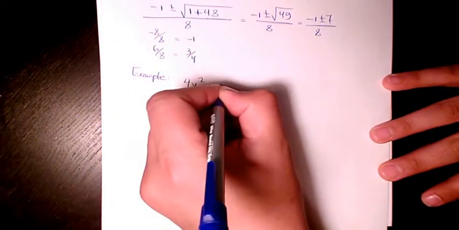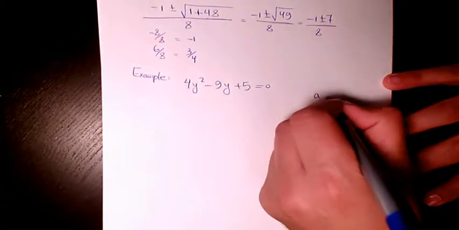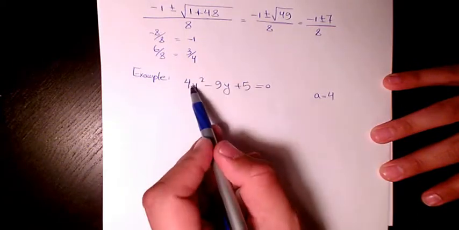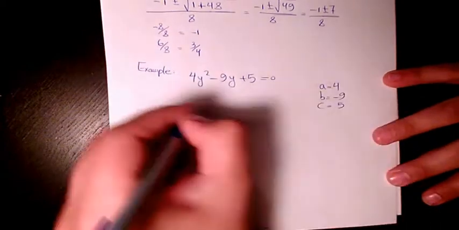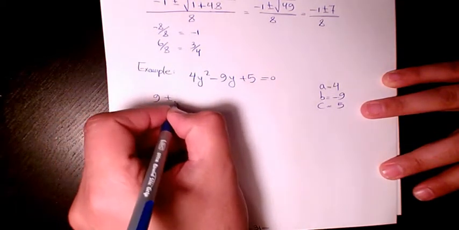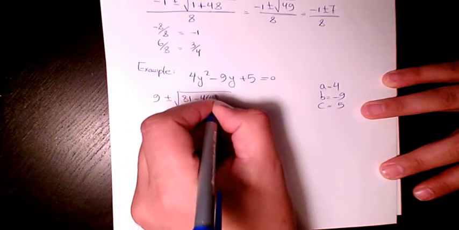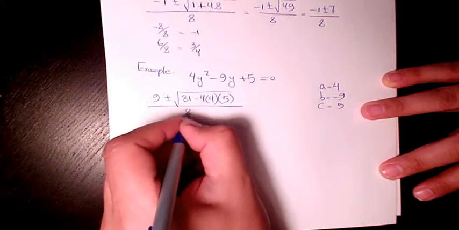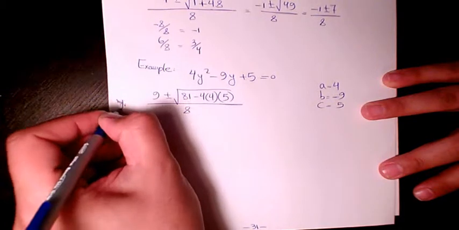4y squared minus 9y plus 5 equals 0. A is 4 because we have ax squared plus bx plus c. So a is 4, b is negative 9, c is 5. So negative b will be, negative 9 will be positive 9, plus minus square root of b squared, 81, minus 4 times a, which is 4, times c, which is 5, divided by 2 times a, which is 8. So that's y1 and y2.